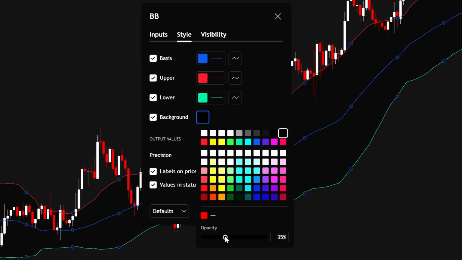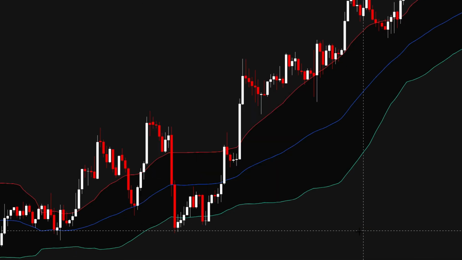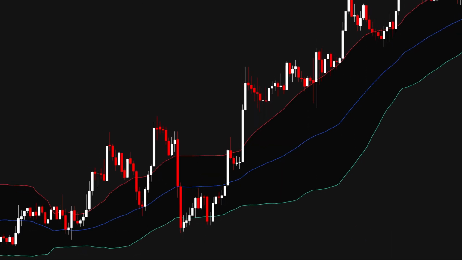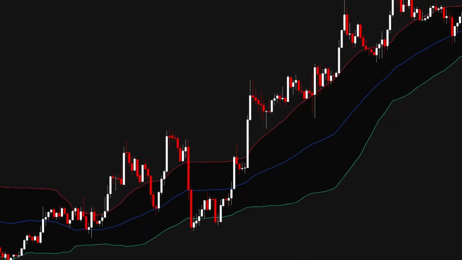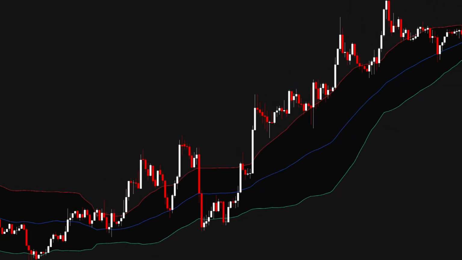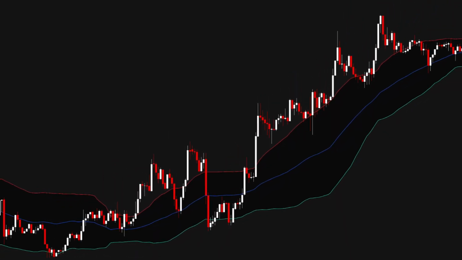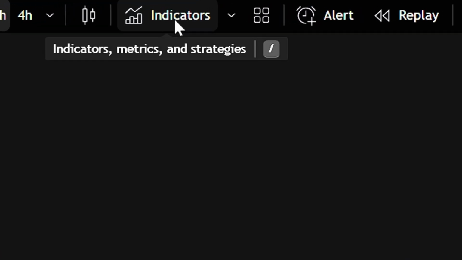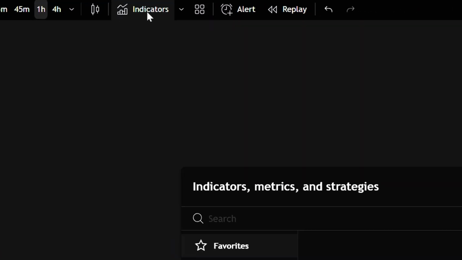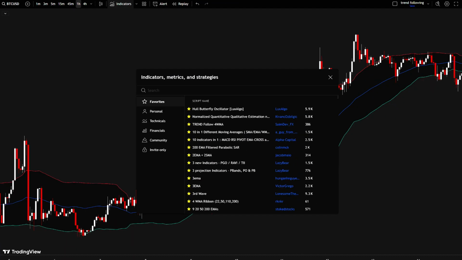Alright, now let's tweak your chart so the Bollinger Bands really stand out. I'm gonna show you exactly what I do step by step, so just follow along. Before we jump into the trading strategy, here's a technique for potentially refining your entry points. We can do this by adding a confirmation indicator like an SMA.